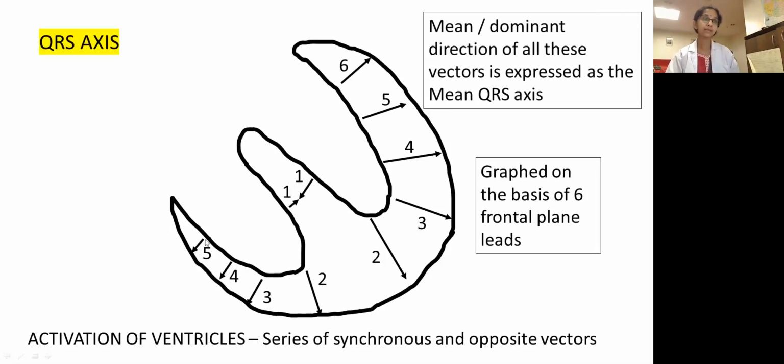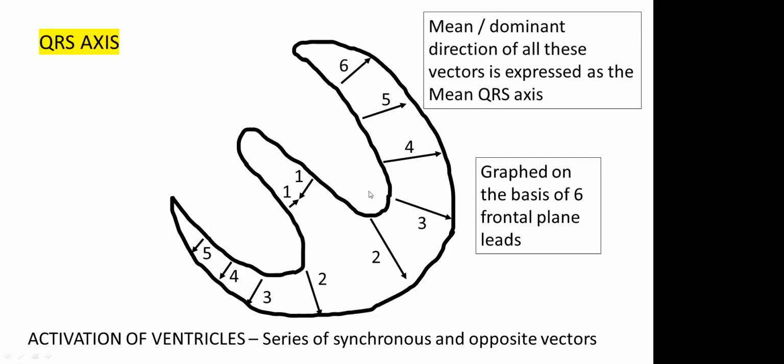And then you have simultaneous synchronous activation happening from the endocardium to the epicardium. However, at the end of it, we have to understand that the most dominant vector is from right to left, and hence you have an initial vector from left to right and then the final vector from right to left. What decides the QRS axis is the mean or the dominant direction of all the vectors. And this mean QRS axis is graphed on the basis of the 6 frontal plane leads.